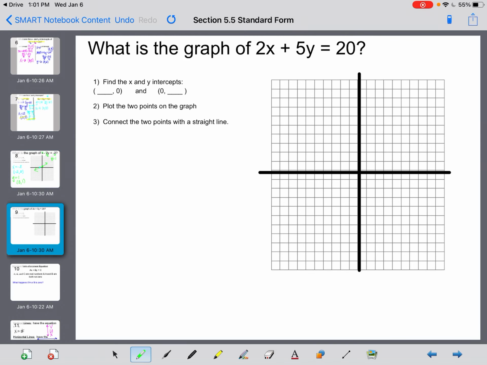Okay. Give it a shot with this one. See if you can figure out what your two intercepts, your x and your y intercepts are, and then graph it, and then come back and see if yours looks like mine.